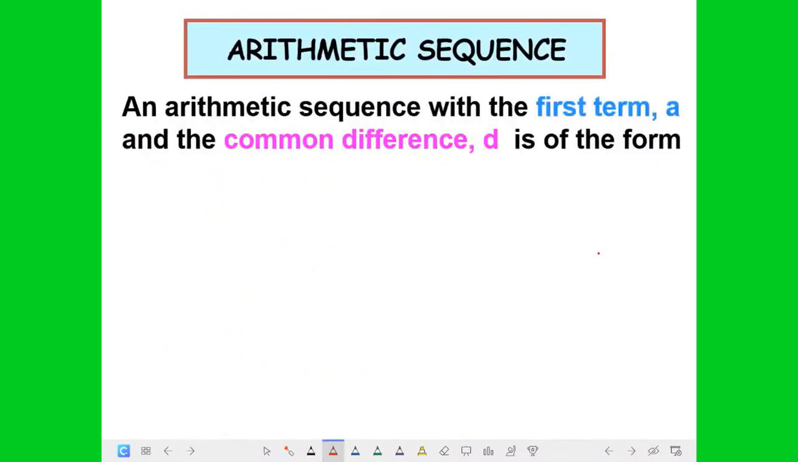Okay, arithmetic sequence. An arithmetic sequence with first term A and common difference D is of the form A, A plus D, A plus 2D, A plus 3D. This is the first term, second, T3, T4. And this is a sequence. Why sequence? Because the terms are given with commas.